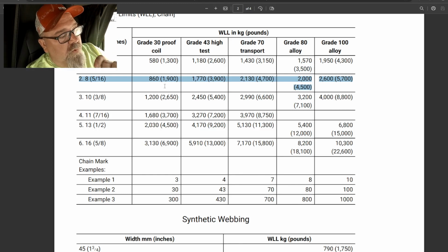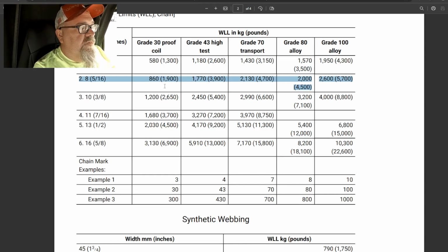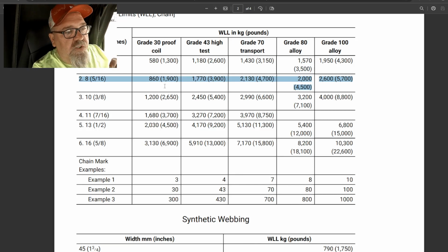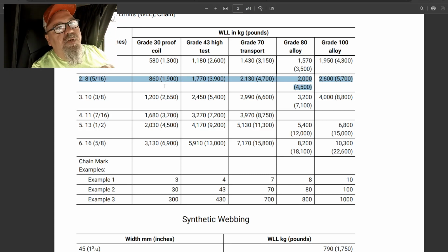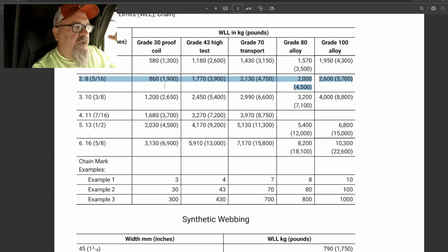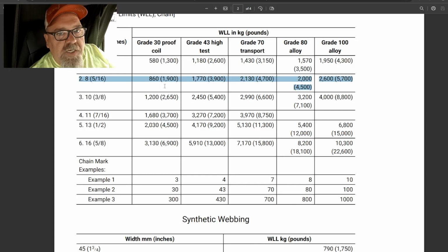Now, when we talk about the grading of the chain or the working load limit of the chain, we're not talking about the hook or the clevis. The reason is that those can be taken off. It's got a cotter pin. You can pull the pin out, replace that, and put a grade 70 hook on a grade 30 chain. So they do not consider the hook. It has to be on the chain itself.